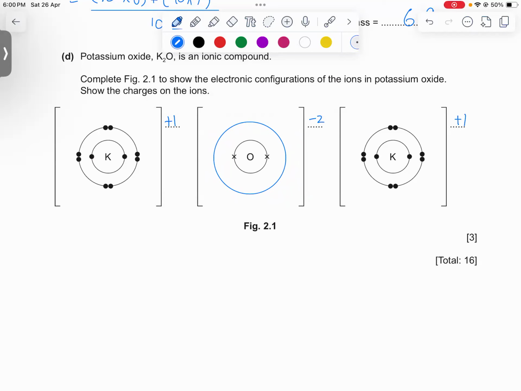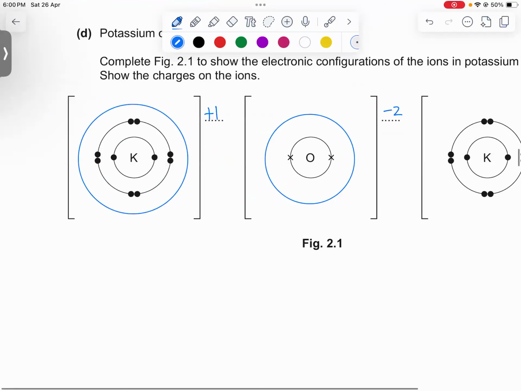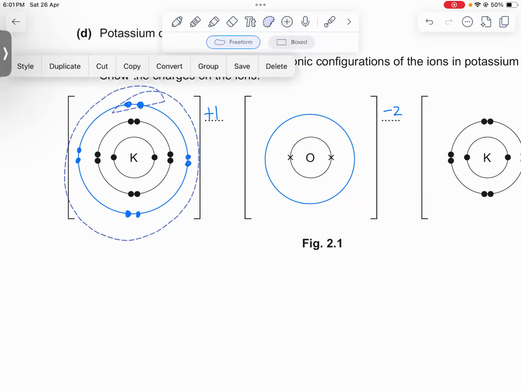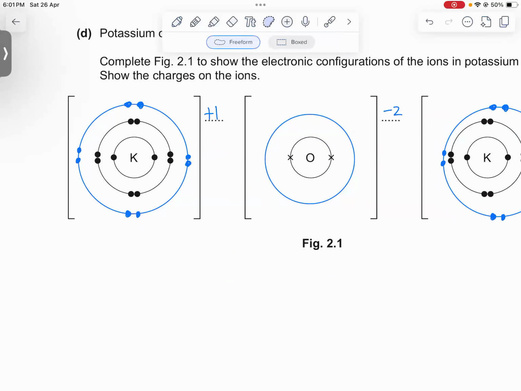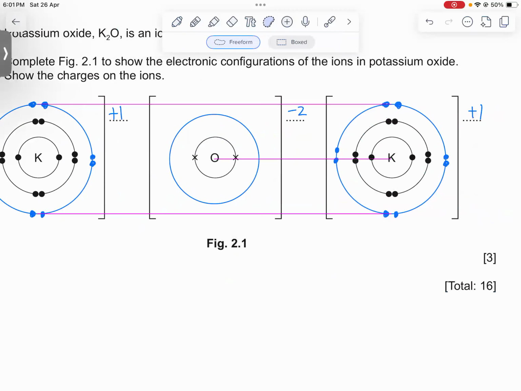We should know that potassium has four electron shells. It's in period 4, but when it loses one electron, it is left with 3 shells, right? So 2 shells were drawn. We just had to draw the third one. The third shell is going to have all 8 dots. All right, and the exact same shell should be drawn on this potassium as well.